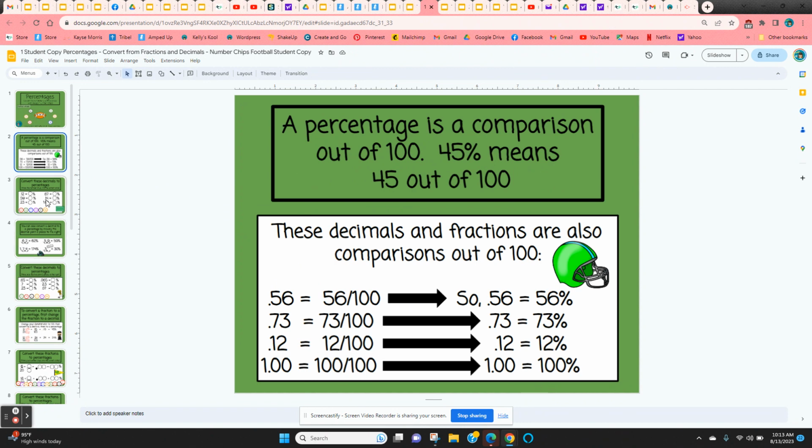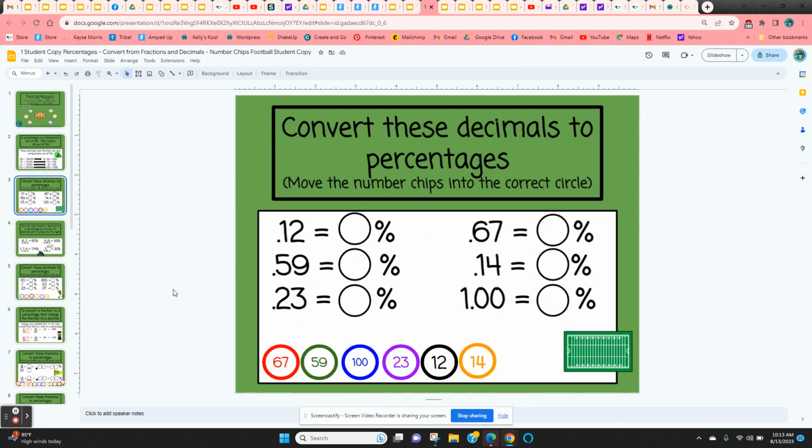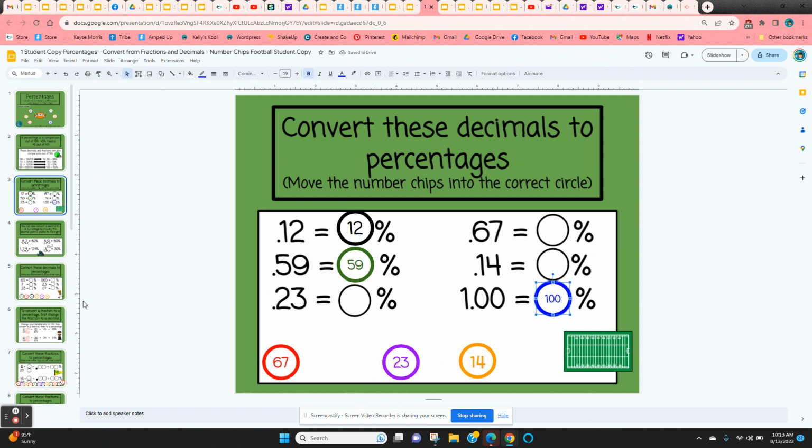So the next slide, students are going to be moving the number chips. So this is pretty simple. It's a good slide to practice moving the number chips. Every slide has all of the numbers the students need, and they're just going to be converting from a decimal to a percentage. So 12/100ths would be 12%. Click and hold on the edge of the 12, move it into place. 59/100ths would be 59%, and so on. And then one whole would be 100%. So you're just going to move all of these into place.